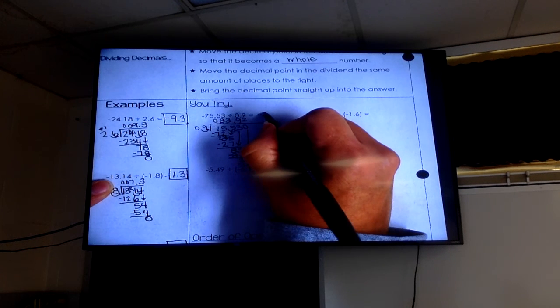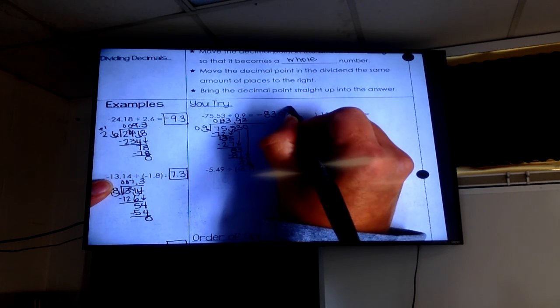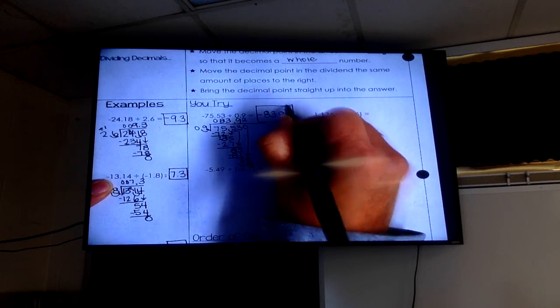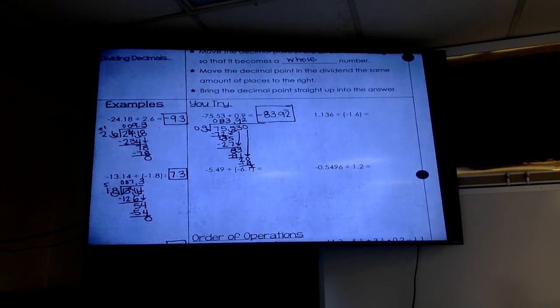So I already said a negative divided by a positive is a negative. Then I have 83 and 92 hundredths, but the 2 repeats. So I put a bar over the 2. And that can happen. Don't think because you have a remainder that you did it incorrectly. You could have to bring down zeros.